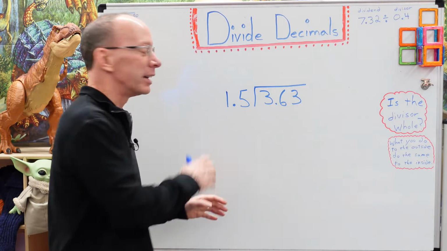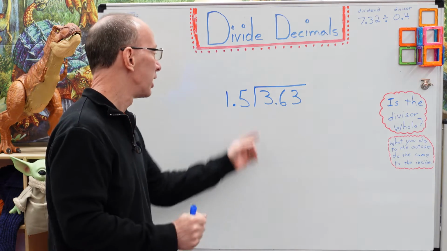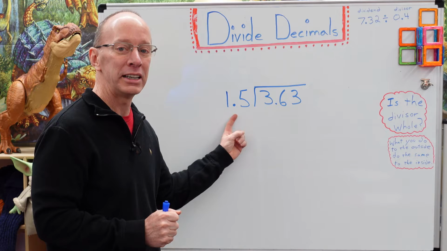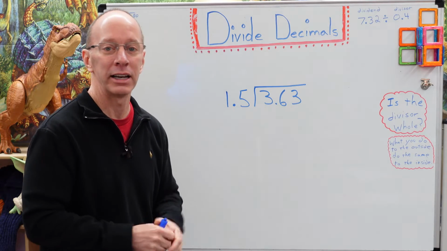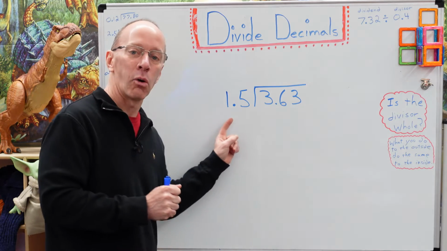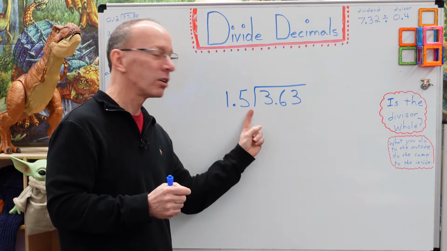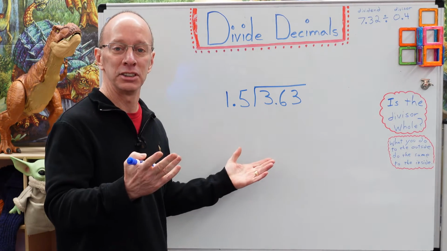What we need to do when we look at problems like this, the first thing we need to look at is the divisor. We need to make that a whole number so that it makes it easier to work with. In order to make this a whole number, it's very simple. We just need to take this decimal point and move it over here. And then it turns into a whole number.